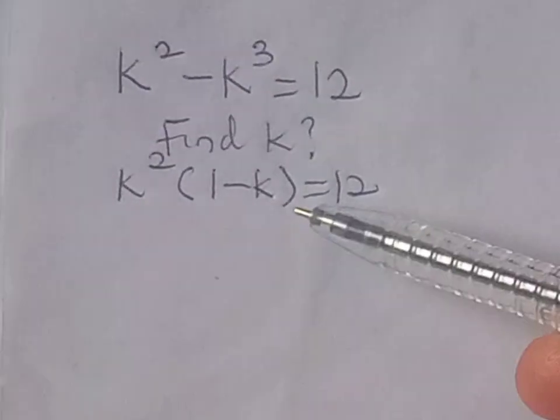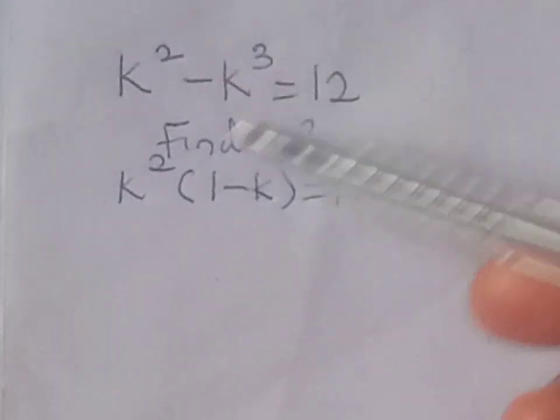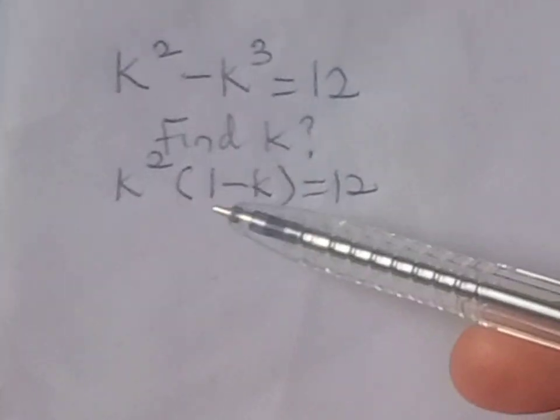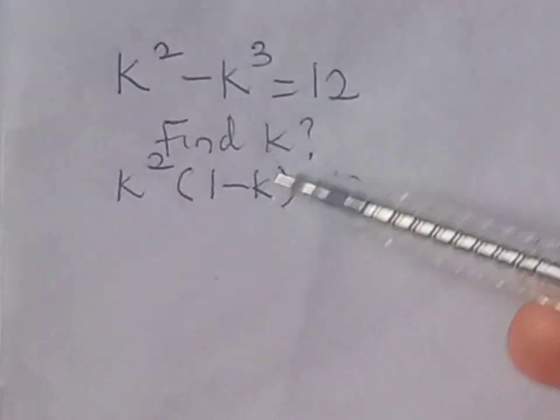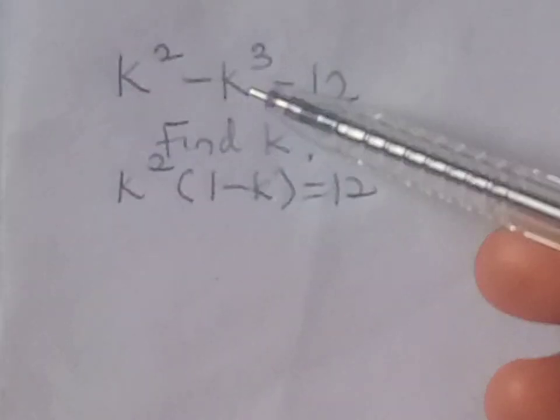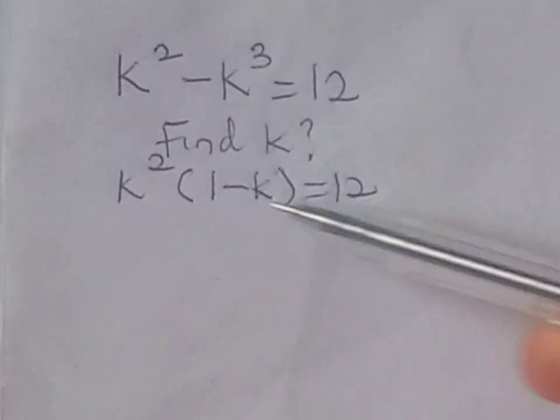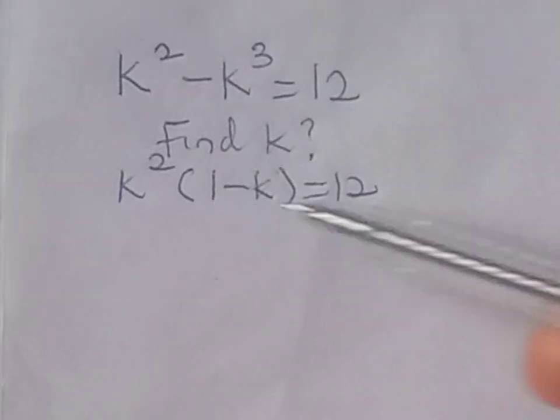By the time you expand this, you are going to realize this. Let's expand it. k squared times 1 will give us k squared, minus k squared times k raised to power 1 will give us what? k cubed. Can you see that we've arrived at the same thing?